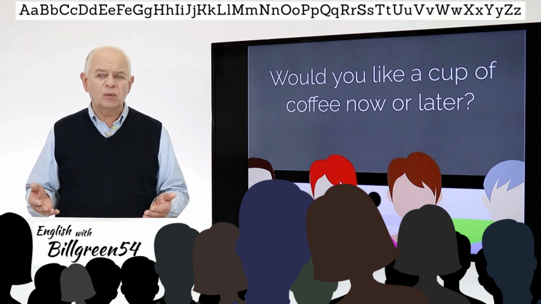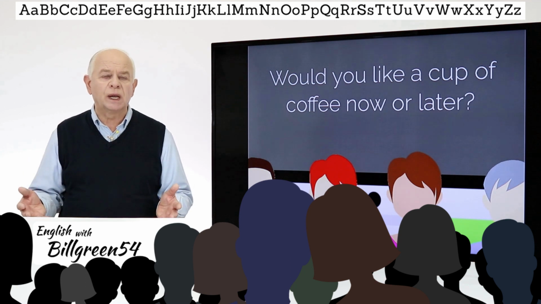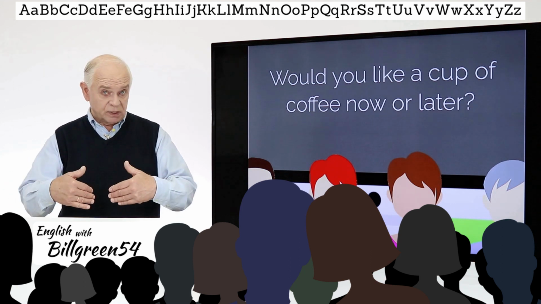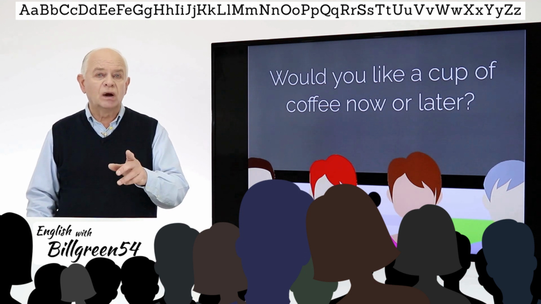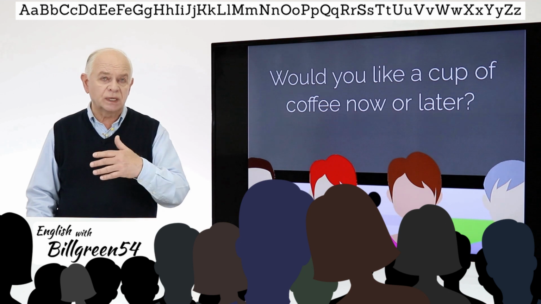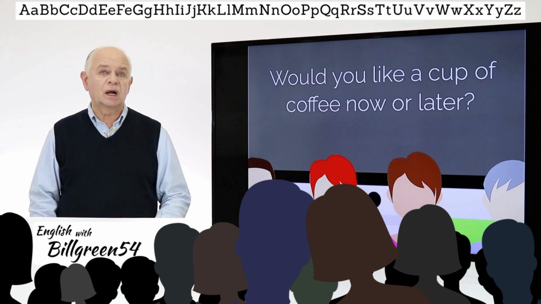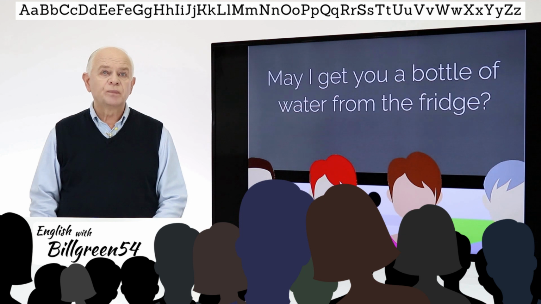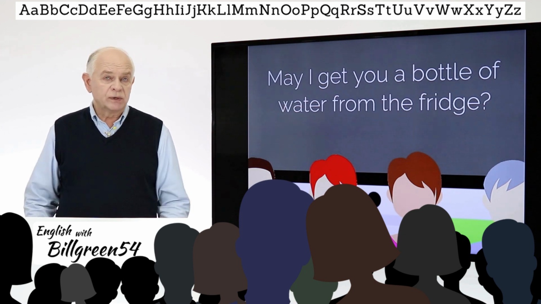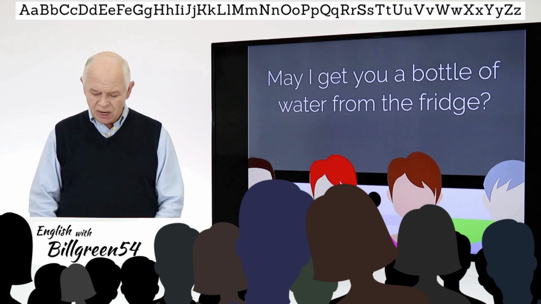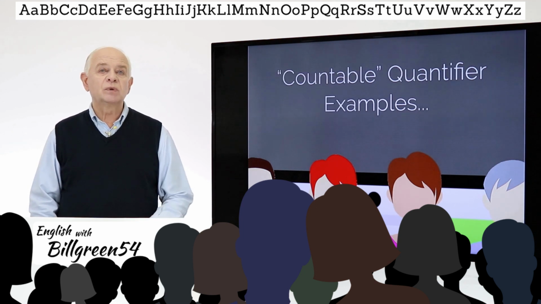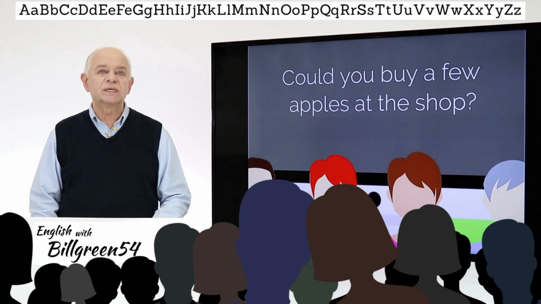But if I said, hey, we have 5 people coming to our home today. They're coming over for breakfast. Let's make 5 cups of coffee. So in this context, we're using the number 5 to talk about coffee, aren't we? May I get you a bottle of water from the fridge? So water is not countable either, right? We learned that at the early stages, but it is countable if we refer to the container that it comes in. Here are some countable quantifier examples.